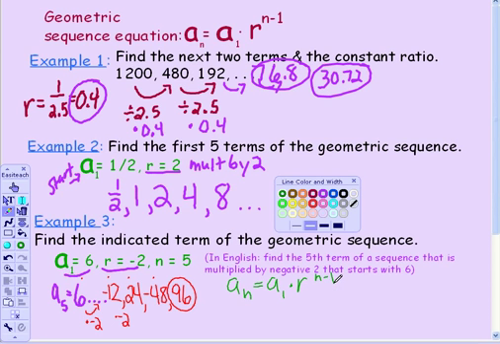So a sub 1 is our first term in the sequence. In this case, that's our 6. R is -2, so that's our base that's going to get repeated. And for the n minus 1, we're looking for that fifth term, so n equals 5. So this is going to be the -2 part raised to the 5 minus 1.